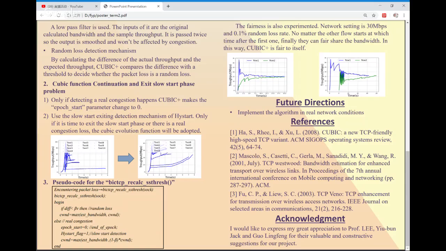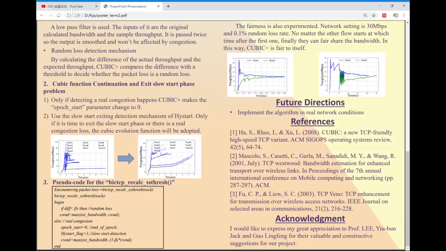Last semester, I did all the things in simulation, and I found everything performs well. However, this semester, I re-implemented all the things in Linux, and I found some problems. When I was doing emulation, the first problem is the cubic function continuation.